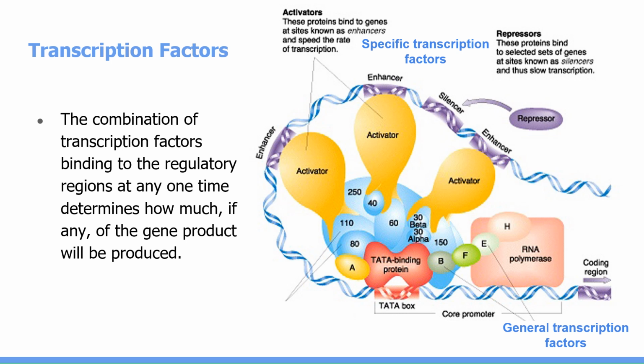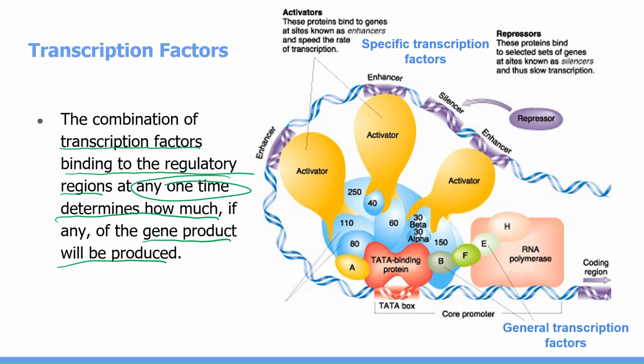So this is a visual of what we saw on the previous slide. Again, the combination of the transcription factors binding to the regulatory regions at any one time determines how much, if any, of the gene product will be produced. Combination of transcription factors simply means both the general and the specific.